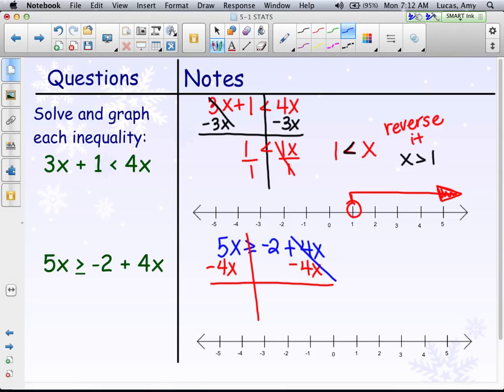So my result is x is greater than or equal to negative 2. So I will have a closed circle on negative 2, and greater than goes to the right. So there's my ray.